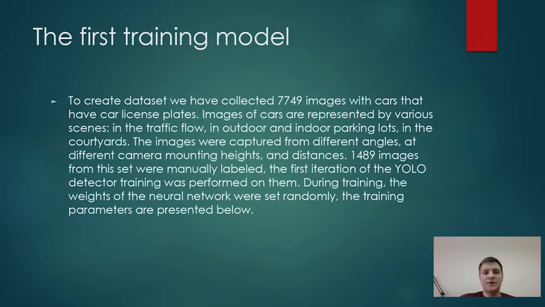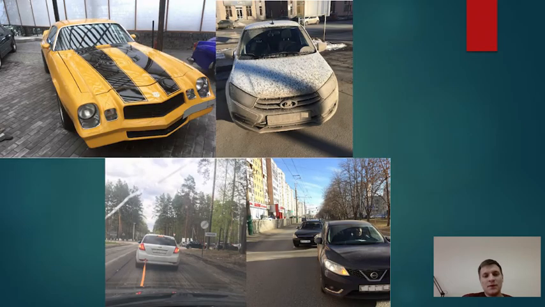To create the dataset, we collected 7,749 images with cars that have car license plates. Images of cars are represented by various stands. The images were captured from different angles and different camera mounting heights and distances. 1,489 images from this set were manually labeled. The first iteration of the YOLO detector training was performed then. This is an example from the training set.